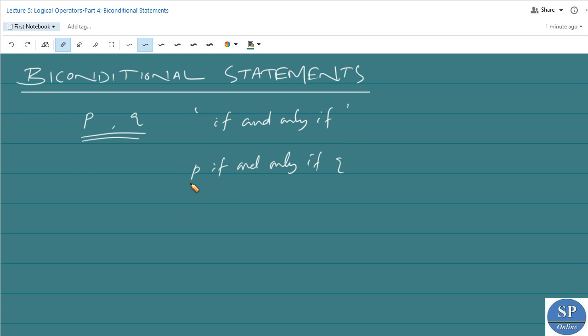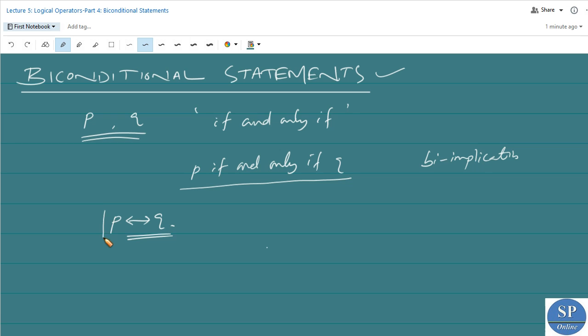So, by combining these two propositions by using the connective if and only if, we will get a compound proposition P if and only if Q. This statement is called a biconditional statement or bi-implication, and it is denoted by this symbol.